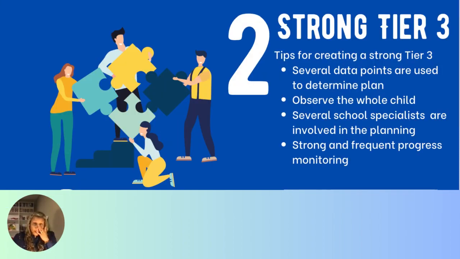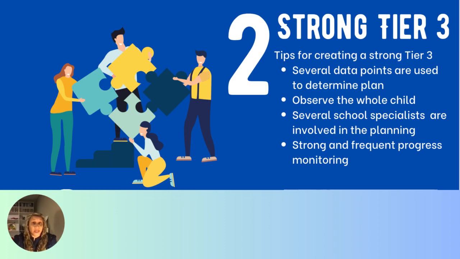Here are a few tips for creating a strong Tier 3. Look at several data points when creating your plan. Make sure the data is showing specific areas that are challenging for the student. Try not to focus on all the skills and areas that are difficult. Consider the whole child when determining those interventions. Does this student need behavior support interventions? Is this what's making it difficult for them to understand what's being read?